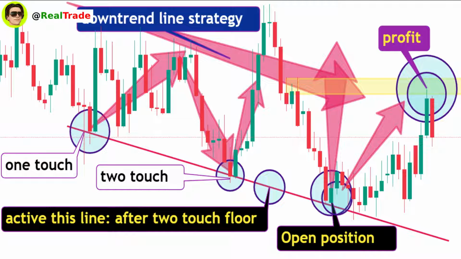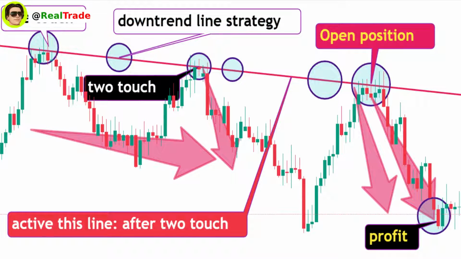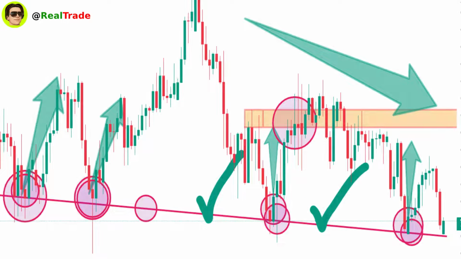Downtrend line strategy. A downtrend line strategy gives a good position and a good profit. Look at the chart, activate this line and you have a good position.